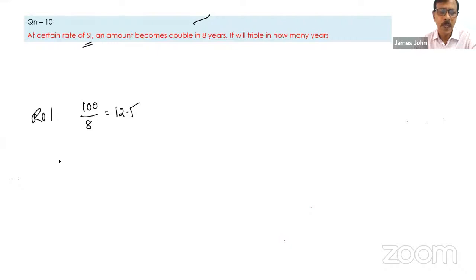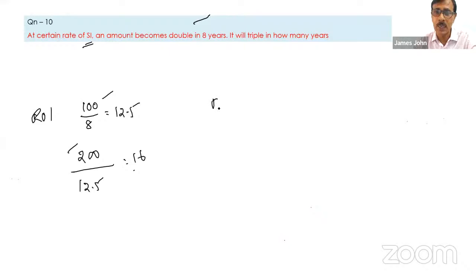Now, the next, you want to triple. Triple means rule of 200. 200 by 12.5 is 16. Even otherwise, if you apply the logic, if an amount at simple interest becomes double in 8 years, it becomes triple in 16 years. You can use the rule of 100 and 200. Rule of 100 is for doubling. Rule of 200 is for tripling.